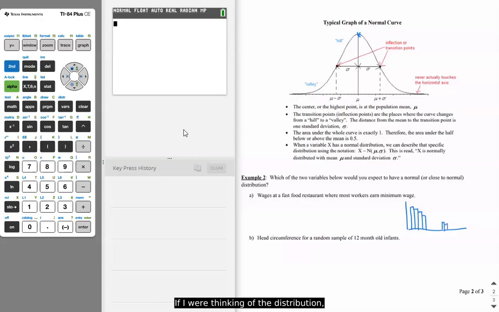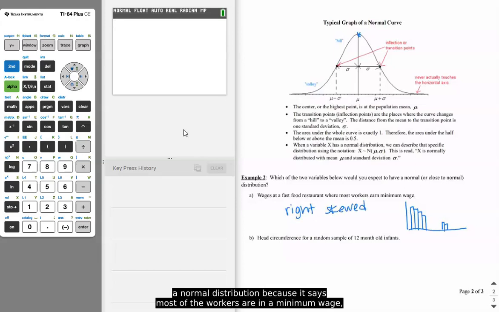If I were thinking of the distribution, we looked at distributions in a previous chapter. This would look like there's some skewness involved, right? Most of the data lie to the left. Sort of our outliers, the ones making more money, are to the right. So we would say this is right skewed, or skewed right. We would not expect this to be really a normal distribution because most of the workers earn minimum wage, which is sort of on the lower end, but there are some people that will make more money on the higher end.